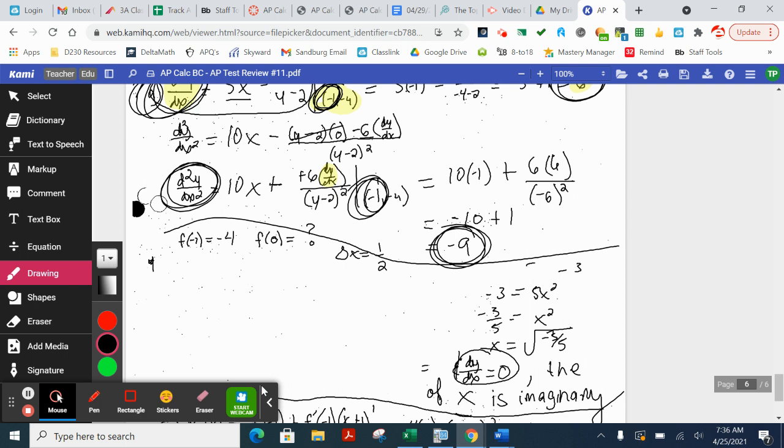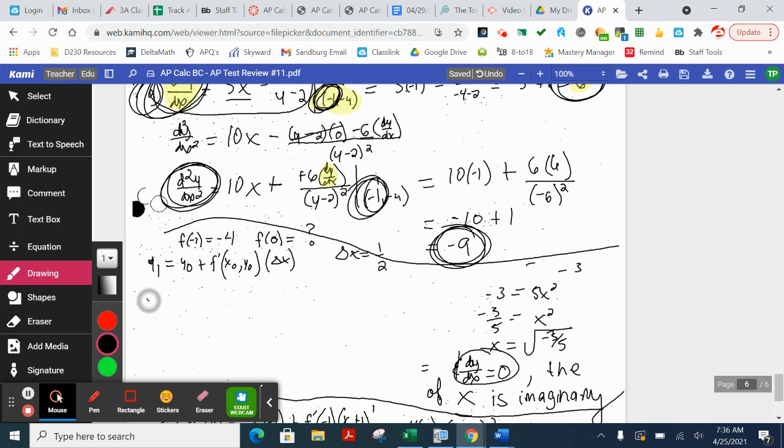So let's finish this. So where were we at? Negative 1, negative 4. We're looking for 0. And we're going to go from negative 1 to 0 with 2 step sizes, so we know that our step size is going to be 1/2 each time. So Euler's method. We need 2 of these. Our first one, what we did is we took the initial y value plus our initial derivative value, and then we multiply that by our step size. So that's kind of the general formula whenever we're doing a Euler's method problem.